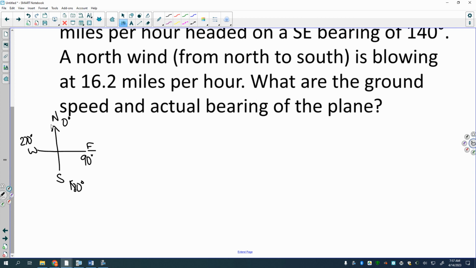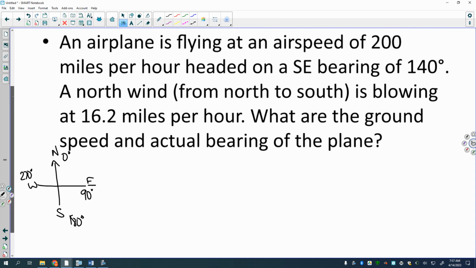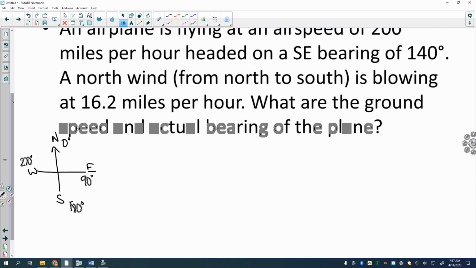When it says that we have an airplane flying at 200 miles per hour at a southeast bearing of 140 degrees, well, there's north, southeast, it's like this, and it's 200 miles per hour. I'm making my vector 200, but the angle is 140. It's right there. That's where the 140 is.